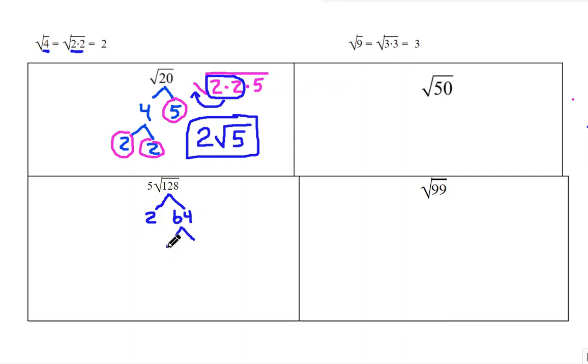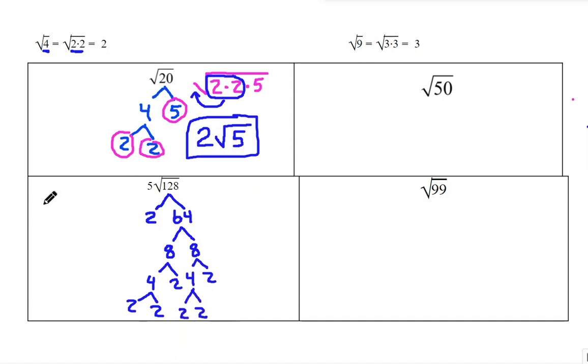What times what gives me 64? 8 does. 8 times 8 gives me 64, right? And 8 I can break down more. I can break it down into 4 times 2, right? And then 4 I can break down even more into 2 times 2. I'm going to do the same thing for this other 8. It's going to be exactly the same: 4 times 2, and then 4 we can break down into 2 times 2.